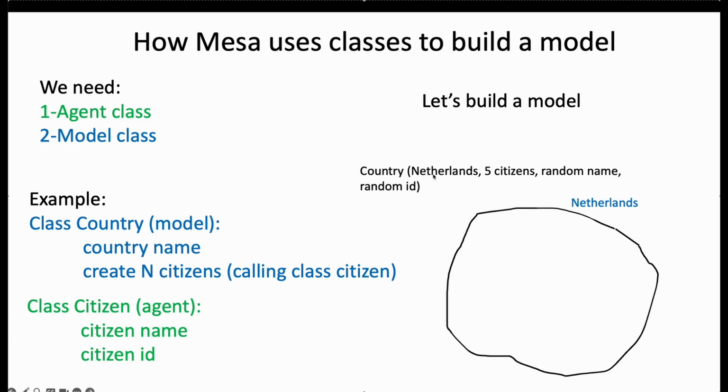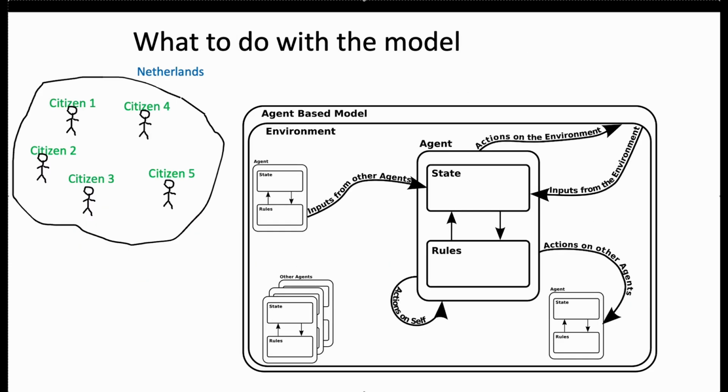Now we run that line, and this is what happens. We create an empty country, and then every time we iterate over the citizen class, we create a citizen. Citizen 1, citizen 2, every one of them has a name and an ID. Citizen 3, citizen 4, and citizen 5. So by just doing this, we created a model that has 5 citizens that of course are not doing anything. They're just static.